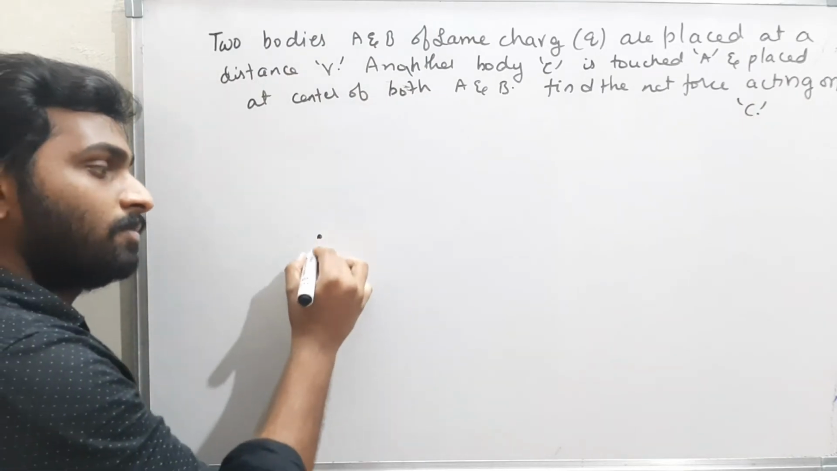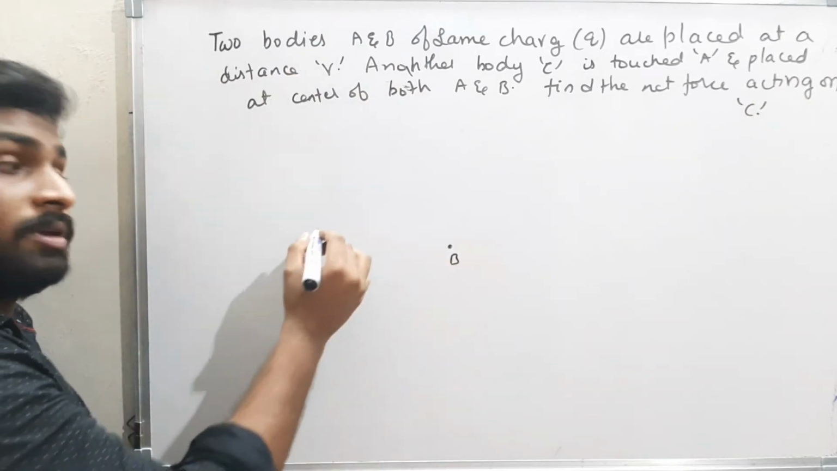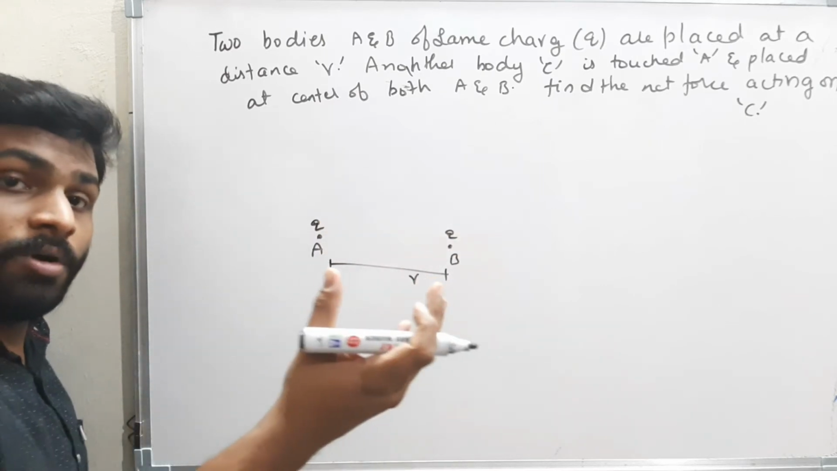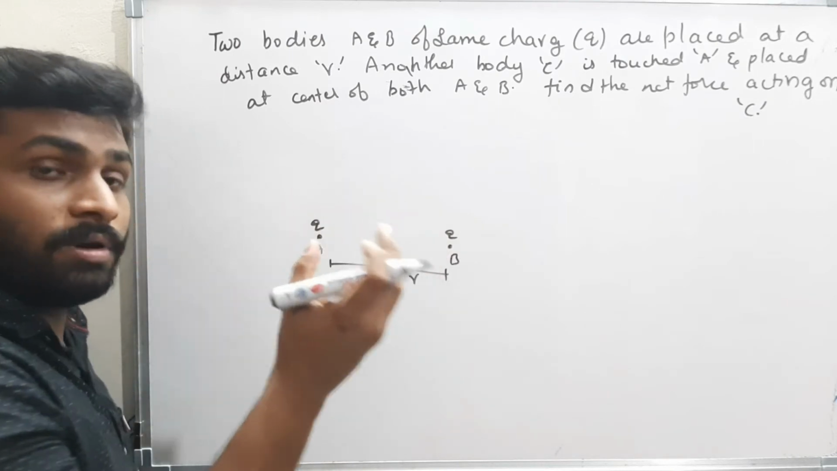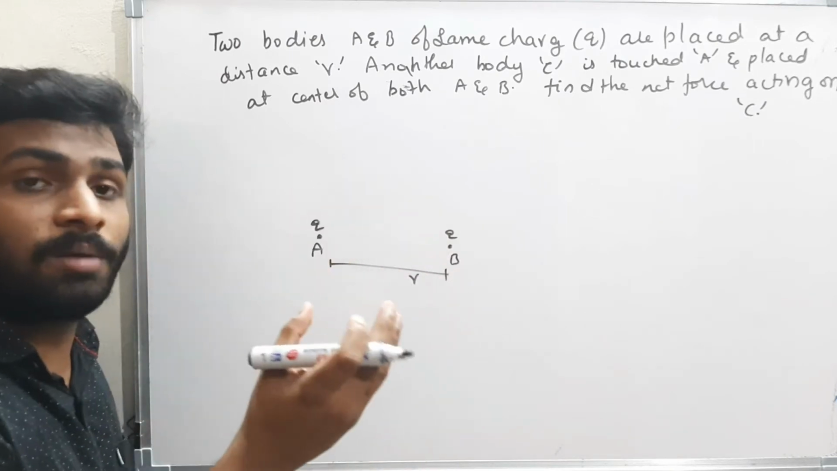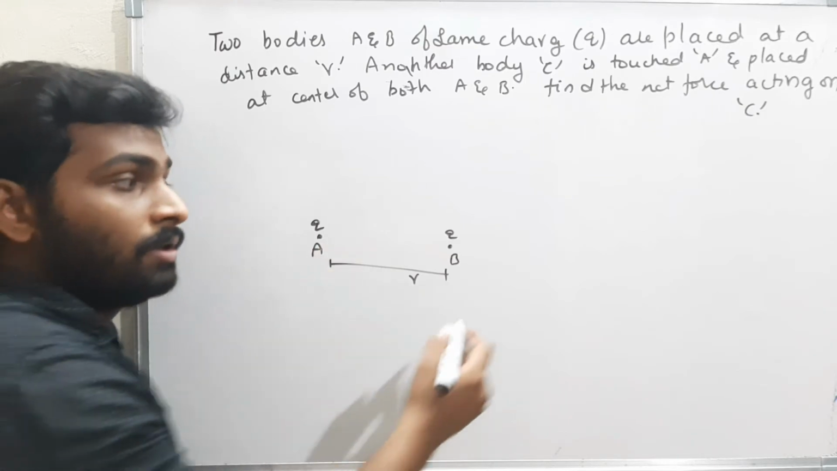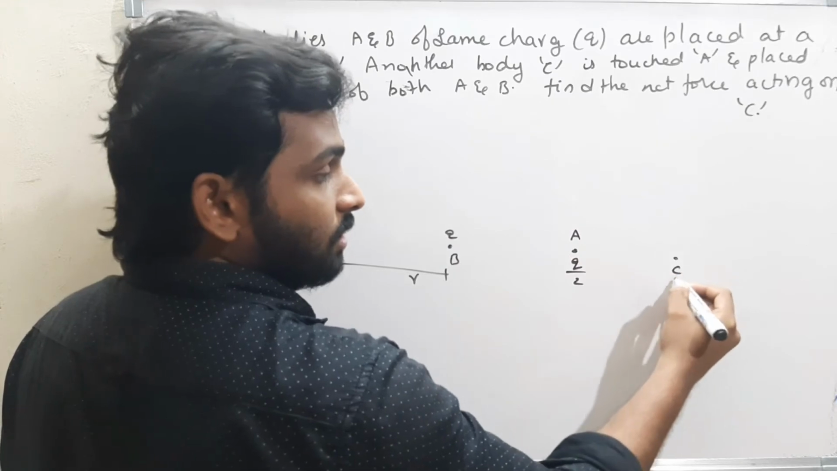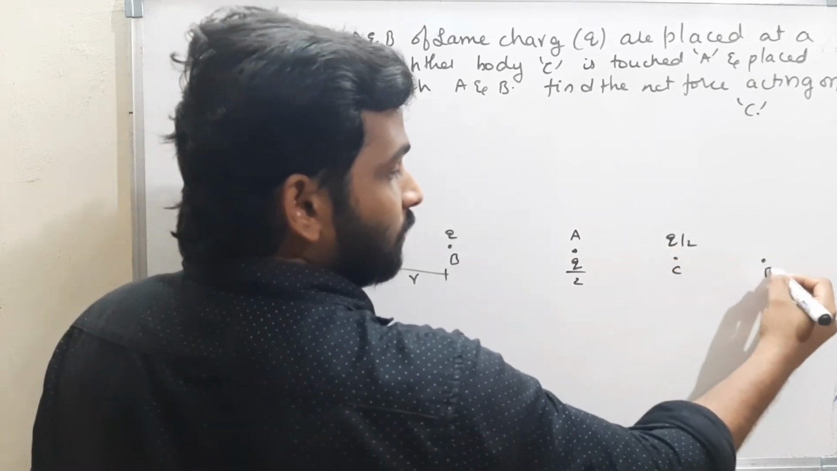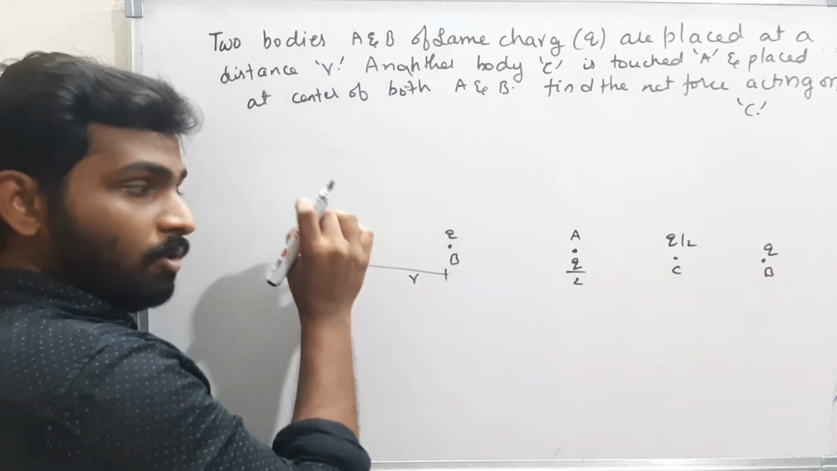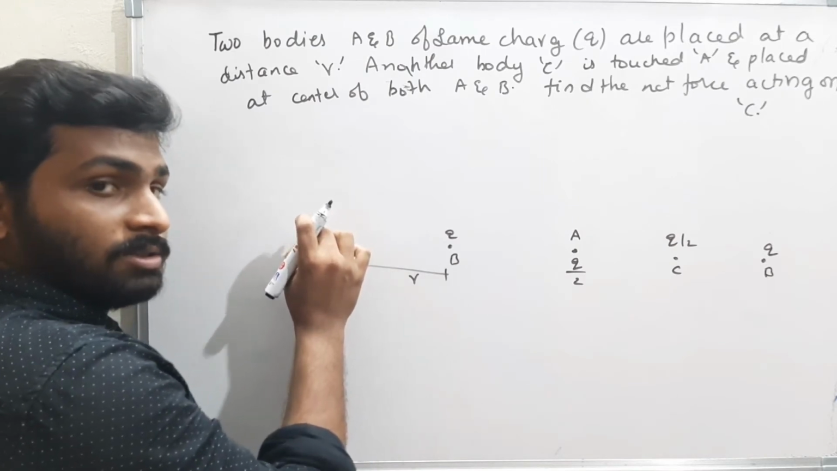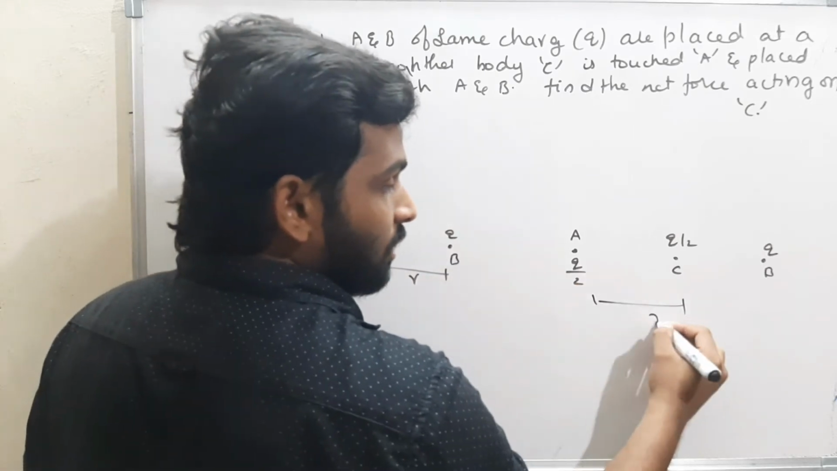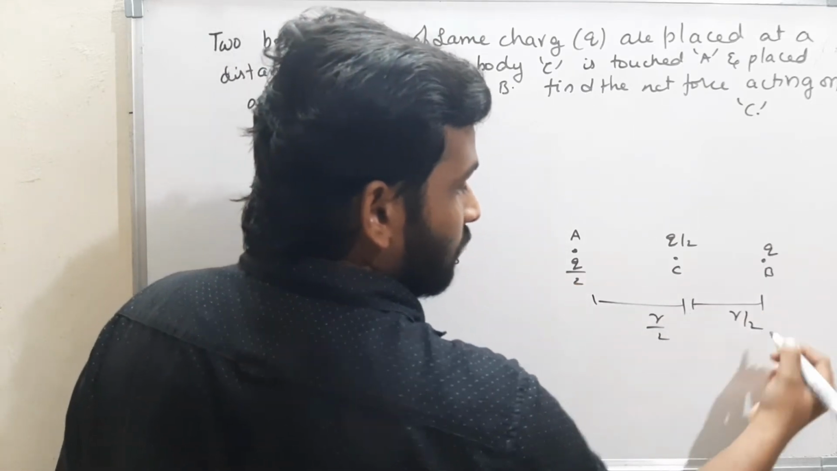Now read the question. There are two bodies A and B having equal charges Q and Q, and the distance between them is R. Now what they told? They took another body C and they touched the body A. Once the body is touching another body, then what will happen? The charge will be shared among themselves. Therefore, this is A, the charge of the body A is now Q by 2, and this is C, the charge is Q by 2, and this is B, the charge is Q. Once I touch the body A, the charge is shared, that is Q by 2, and I place the body C at the center. That means the distance is R by 2, and here the distance is R by 2.